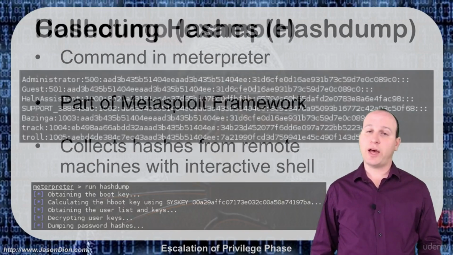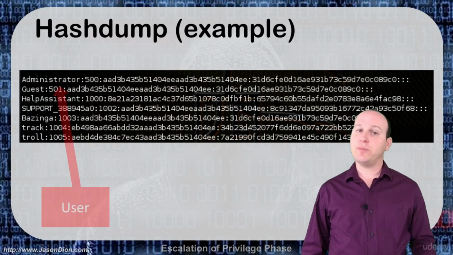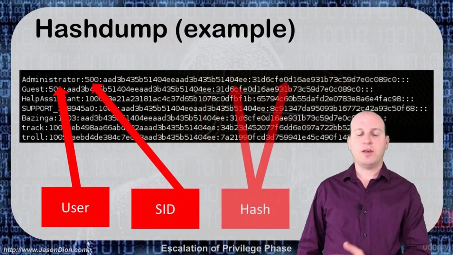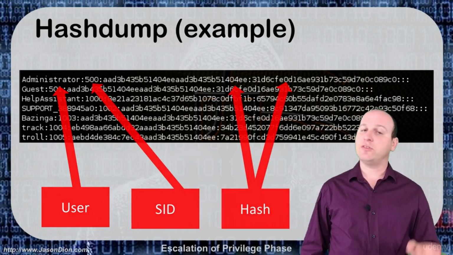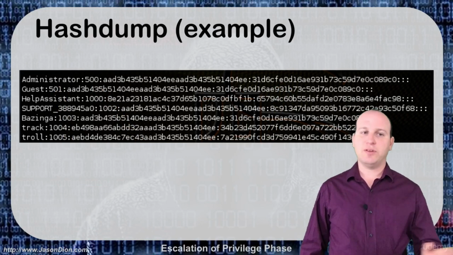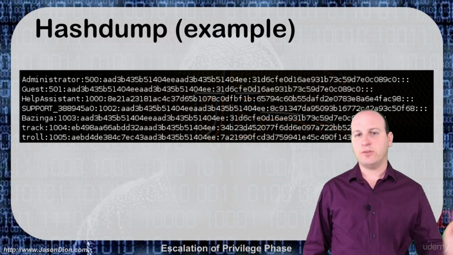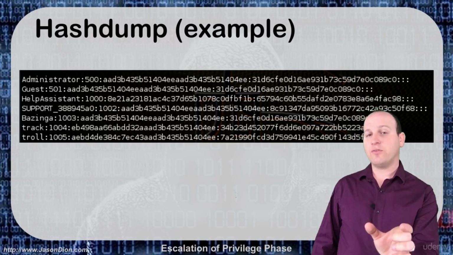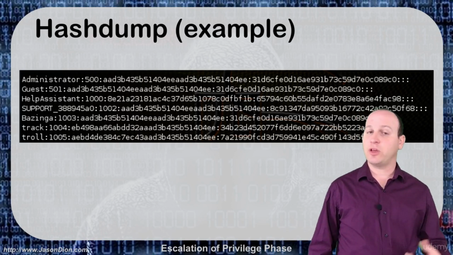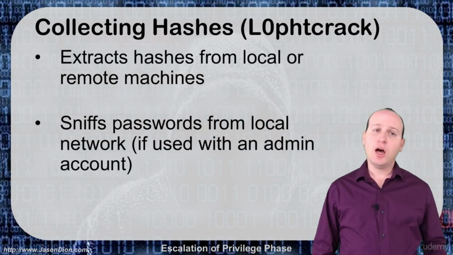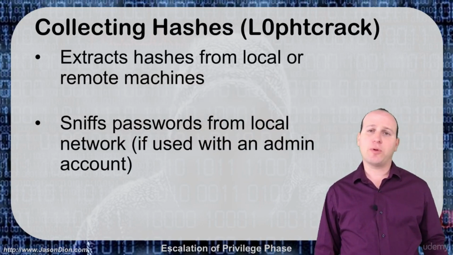So here's what a hash dump looks like. Notice we have the administrator, a user 500 account, and then we have his LM hash. We have the guest, a 501 account, and his LM hash. Then the help assistant, support, Bazinga, track, troll, all those user accounts and admin accounts, and you'll see those accounts there with their LM hashes. We can then take that information offline and use something like Ophcrack or John the Ripper to get the actual password from it.